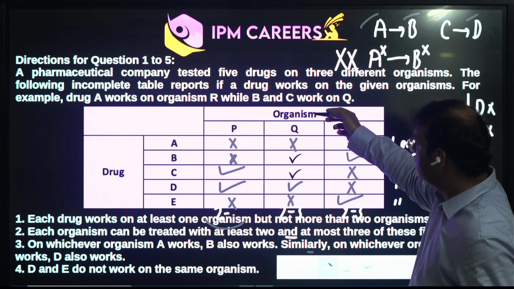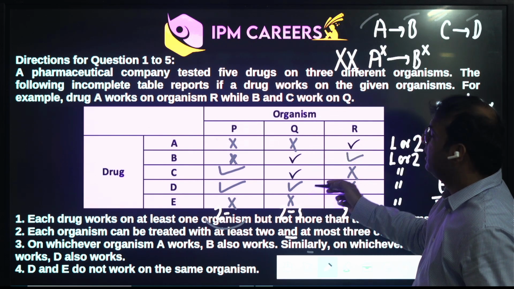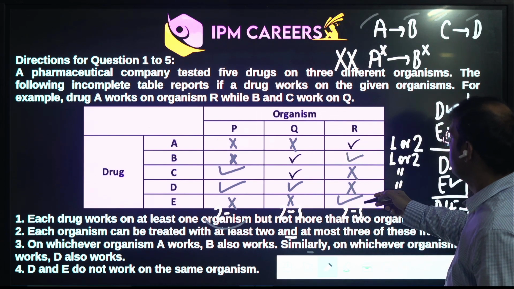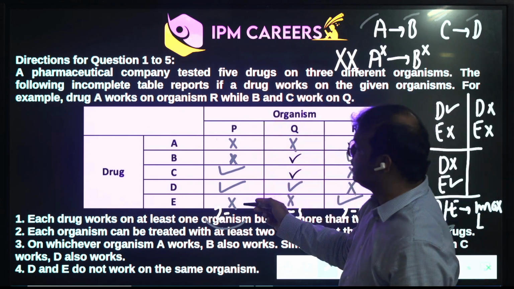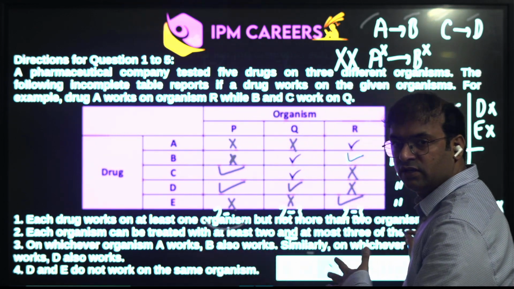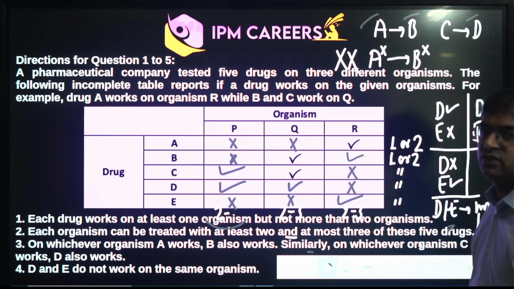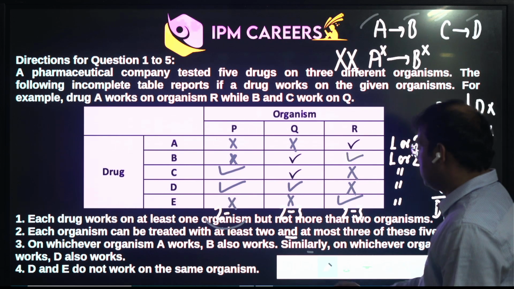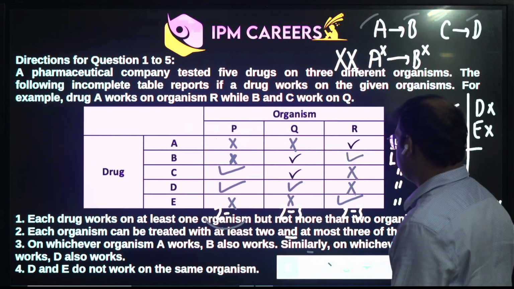You can see that organism Q is treated by three drugs, and organism R is again treated by three drugs, and P is treated by two drugs. So all the conditions are satisfied, and we finally got a table to answer the questions of this set. Now finally we can answer the questions. Let's see, guys, what are the questions here.